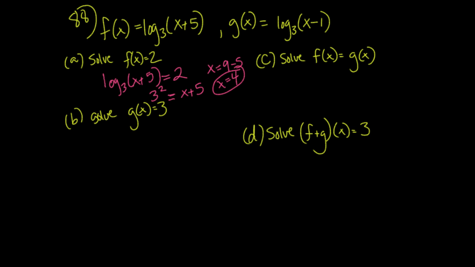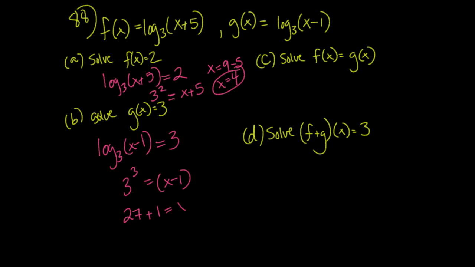Part B, g of x is equal to 3. So we're going to take log base 3 of x minus 1, which is g of x, and set it equal to 3. So I have 3 to the third in exponential form equals x minus 1. 3 to the third is 27. Add 1, that's equal to x. So x is equal to 28. Once again, that's not extraneous.